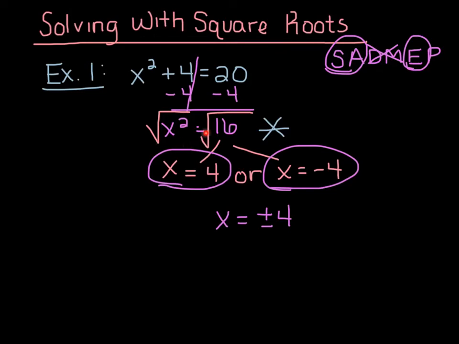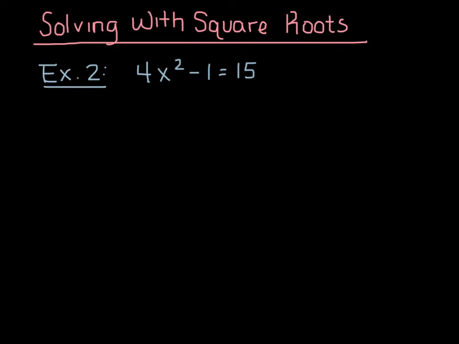Now we're just adding in this extra step of when you have an x squared, you get rid of it with a square root. Okay, let's try another one. Okay, so now I'm looking at 4x squared minus 1 equals 15. And a lot of people get that they're going to have to take a square root at some point. The thing that people struggle with is when to take that square root.